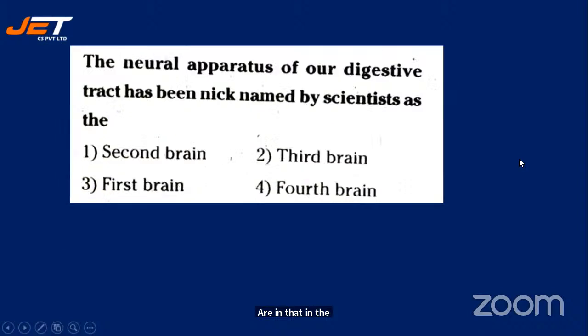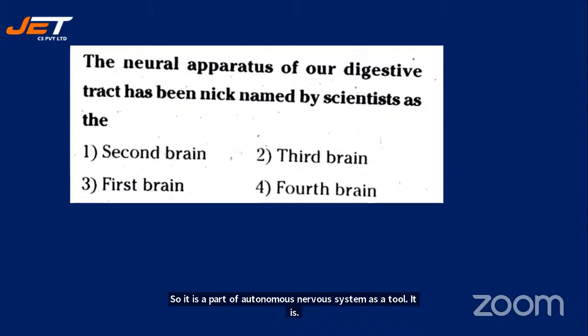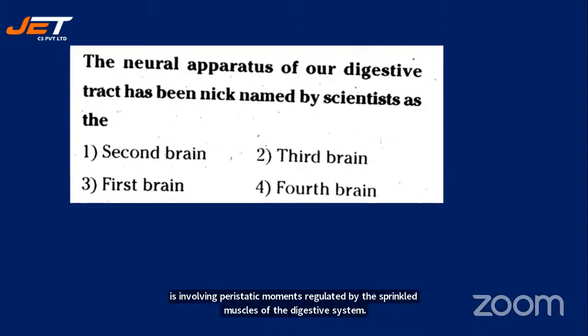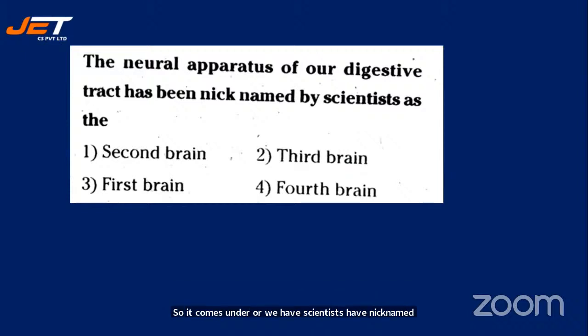Then, the neural apparatus of our digestive tract has been nicknamed by scientists. It is a part of the autonomous nervous system. As I told you, it involves peristaltic movements regulated by the sphincter muscles of the digestive system. So scientists have nicknamed it as which brain? Second brain, third brain, first brain, or fourth brain? What's the answer?